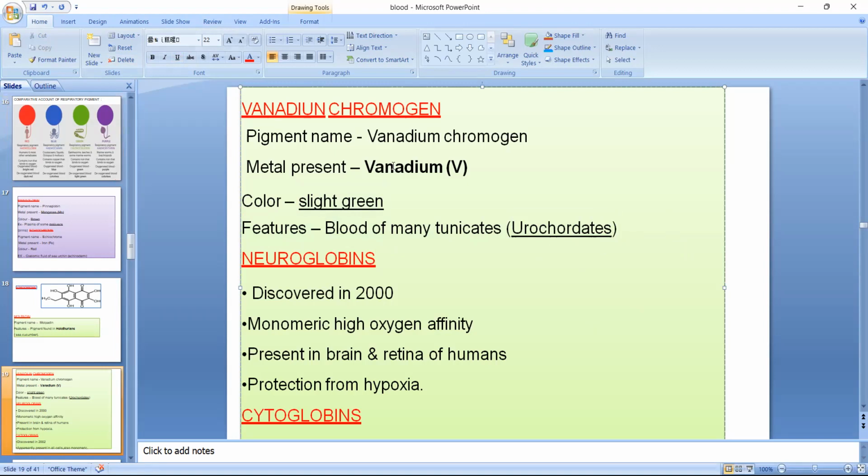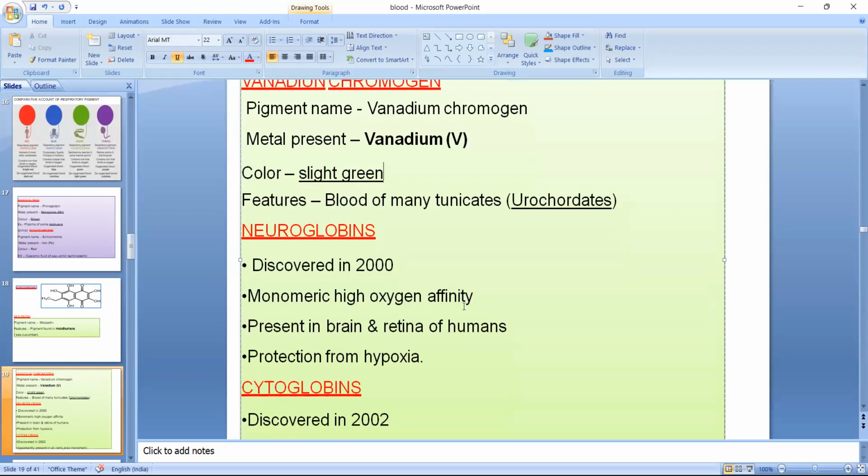But vanadium is a metal ion. Some cells, blood cells contain the vanadium metal. Okay, so it directly binds with the oxygen. Okay, so due to the presence of vanadium, the blood color may be some very slight green.